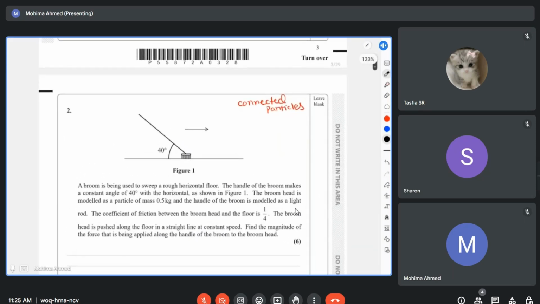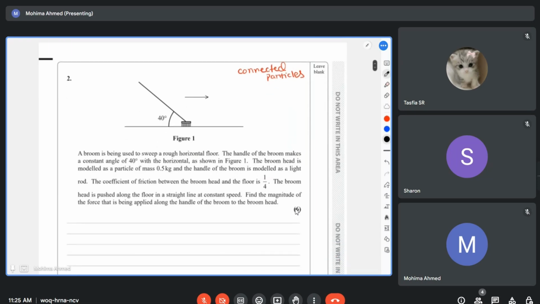This was about connected particles, right? Okay, now it says that a broom is, wait, why does it feel like I have done this? Hmm. Okay, in your book, maybe there was some question like this, right? A broom is being used to sweep a rough horizontal floor. Rough always means that friction is going to be important over here, right? So friction is present. So I'll just highlight this indicates friction is present.